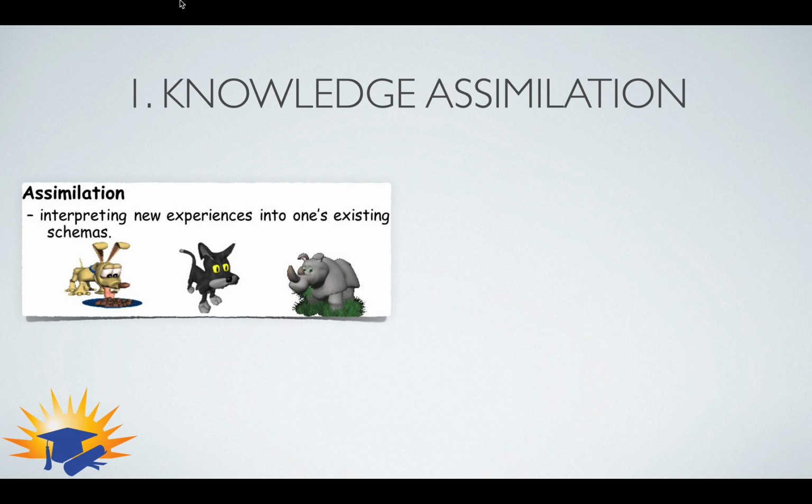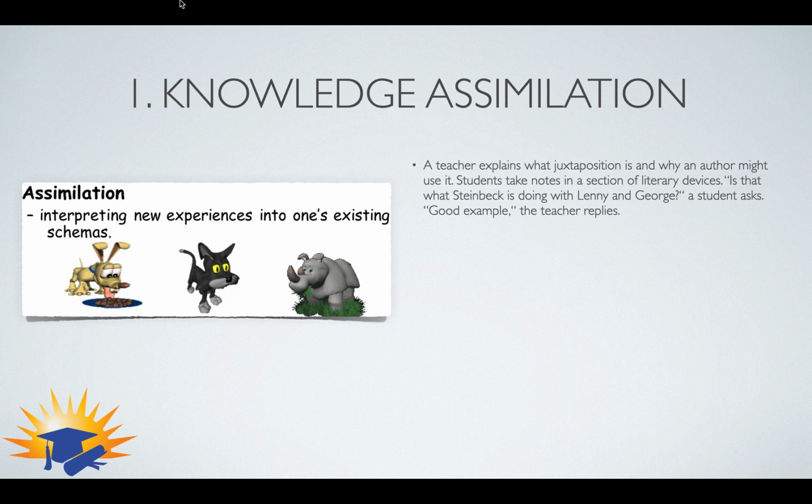Some examples include: a teacher explains what juxtaposition is and why an author might use it. Students take notes in a section of literary devices. "Is that what Steinbeck is doing with Lenny and George?" a student asks. "Good example," the teacher replies.